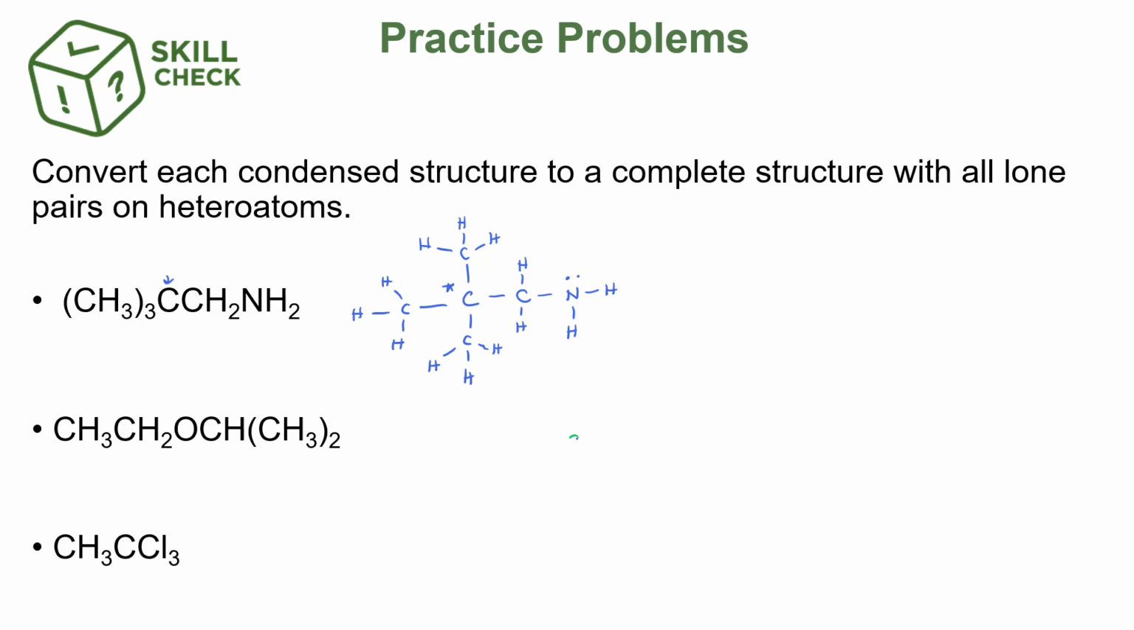And for the next one, I have a CH3, a CH2, oxygen, which gets 2 lone pairs, a CH, and then 2 CH3s. Okay, and this last one, I have a C with 3 H's, a C, okay, a C with 3 H's, a C to 3 Cl's.